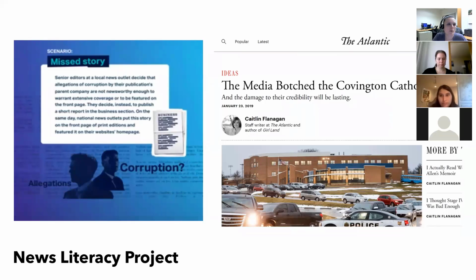All right, two more. So the missed story. Senior editors at a local news outlet decide that allegations of corruption by their publication's parent company are not newsworthy enough to warrant extensive coverage on the front page. What about that one? The corporate bias. Corporate bias. And this last one, it kind of answers itself, right?